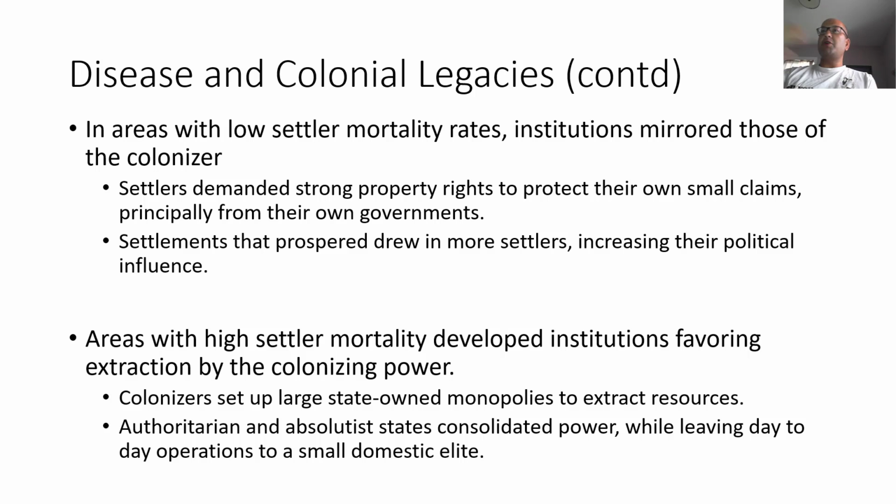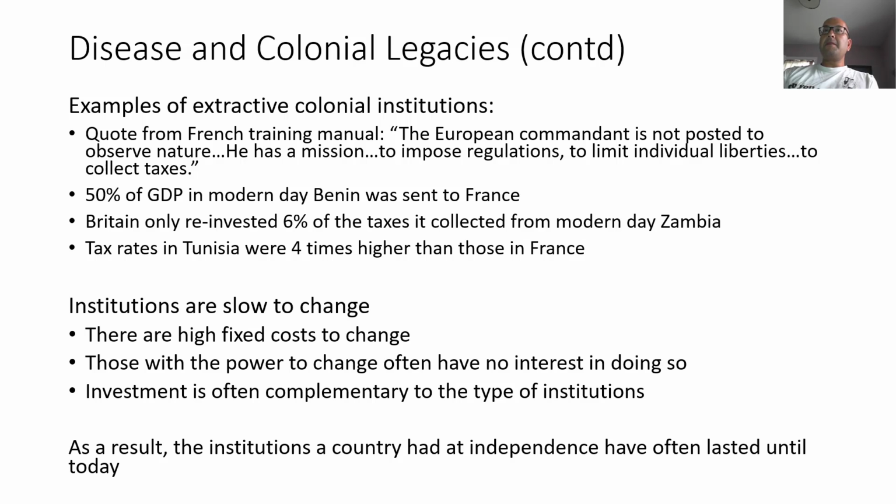If a settlement starts to prosper, it draws in more settlers, and that increases their political influence with the colonizing power. However, if there's an area that has really high settler mortality rates, then again, the colonizing power has an arm's length relationship with that colony. And so the colonizers are going to set up big, huge state owned monopolies to extract resources. They're going to try to consolidate power by forming institutions that are taking away from those subjugated indigenous populations. And oftentimes, they were just leaving the day to day operations to a small domestic elite group that was there. So here's some examples of extractive colonial institutions.